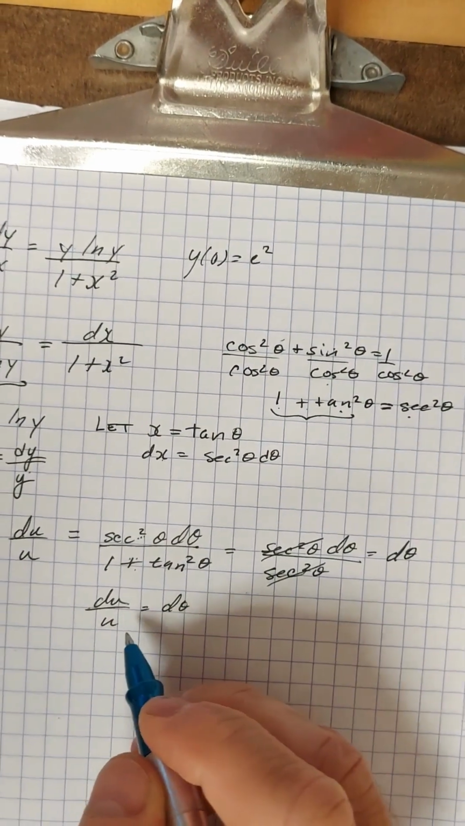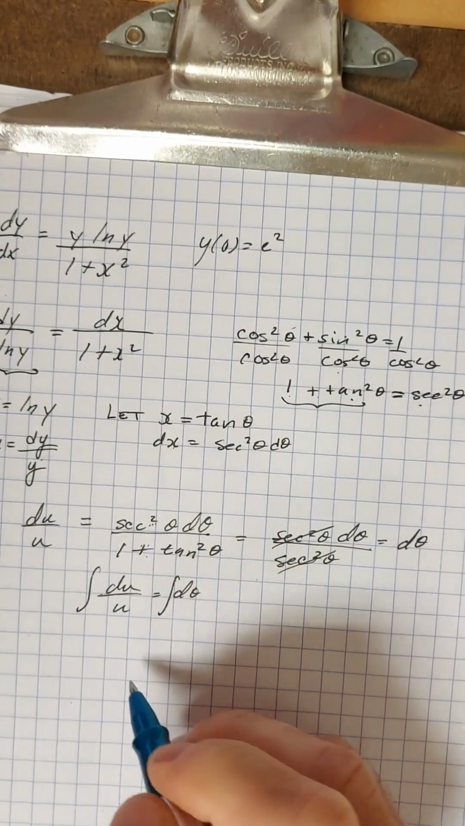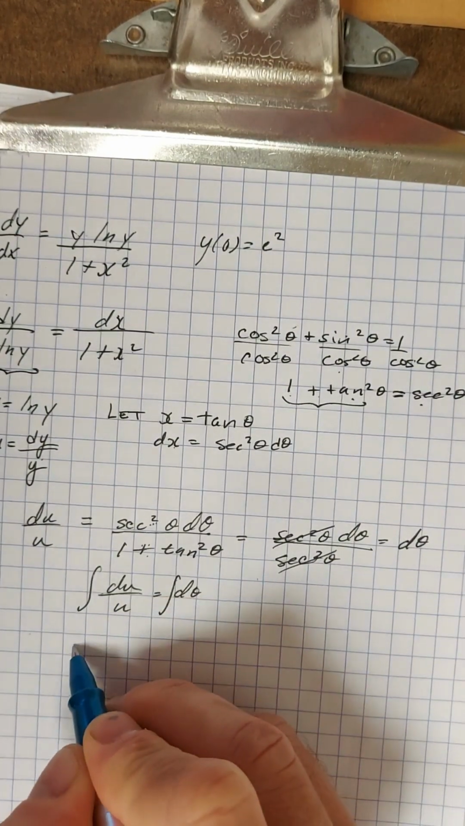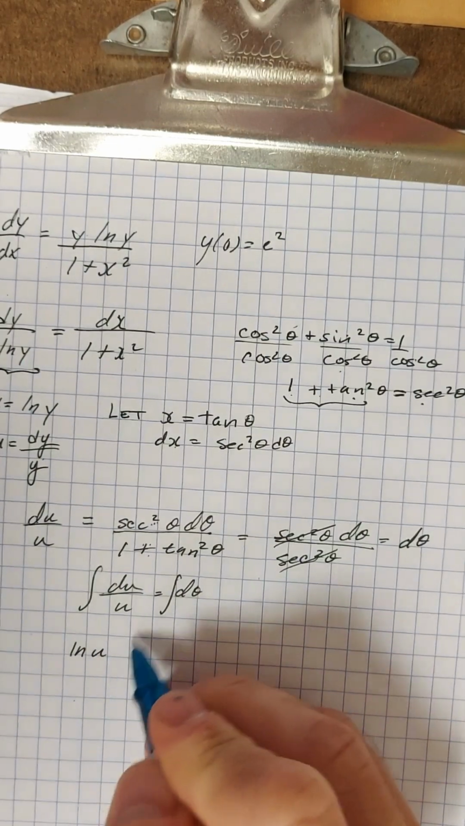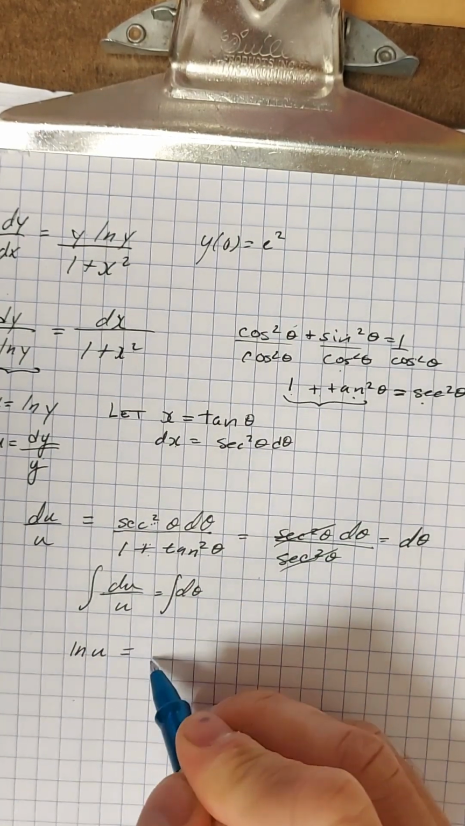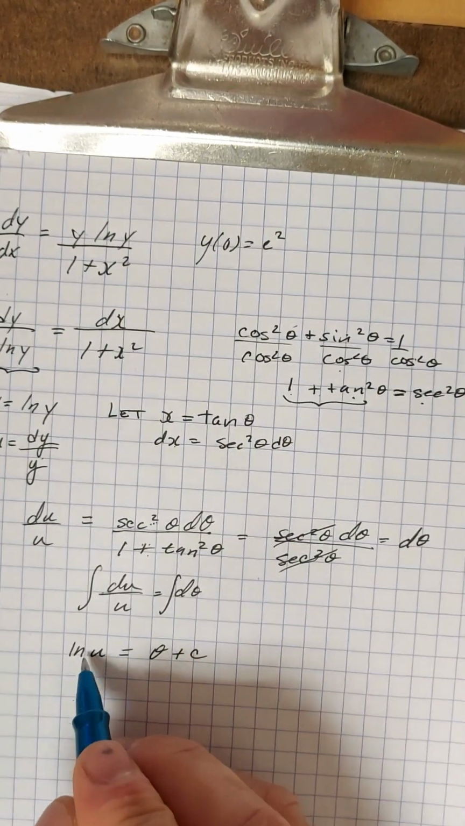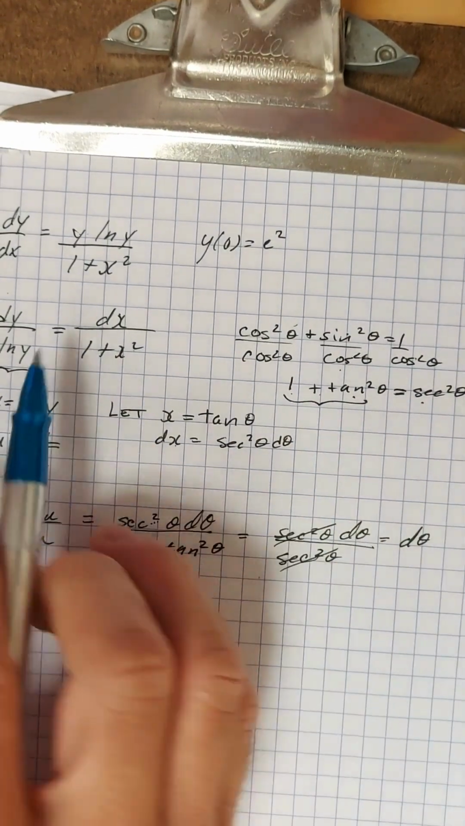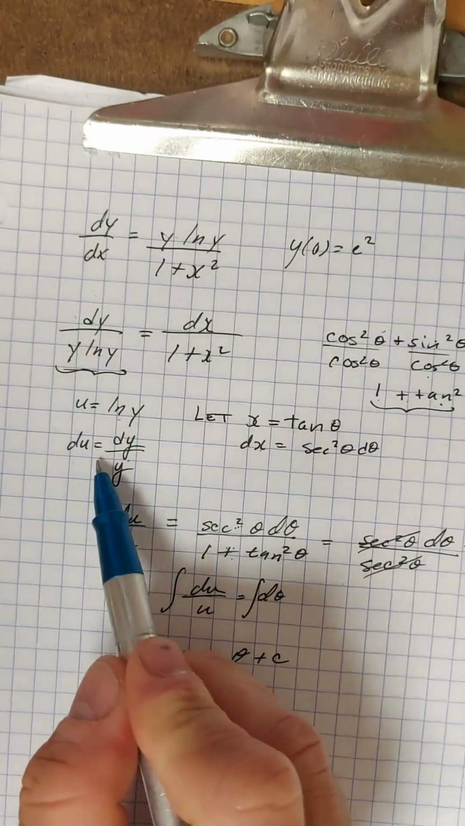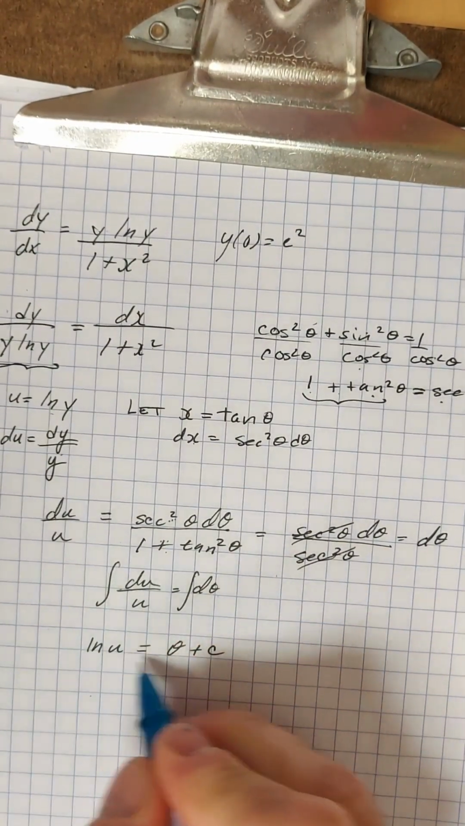Okay, and now if we want to compute the integral of both sides, we can do that. The integral of du over u is the natural log of u. I am being liberal with my application of the absolute values, so be careful of that. And then over here we have theta plus a constant. Now remember, we made the substitution up here that u is equal to the log of y. So we're going to come back and start back substituting.